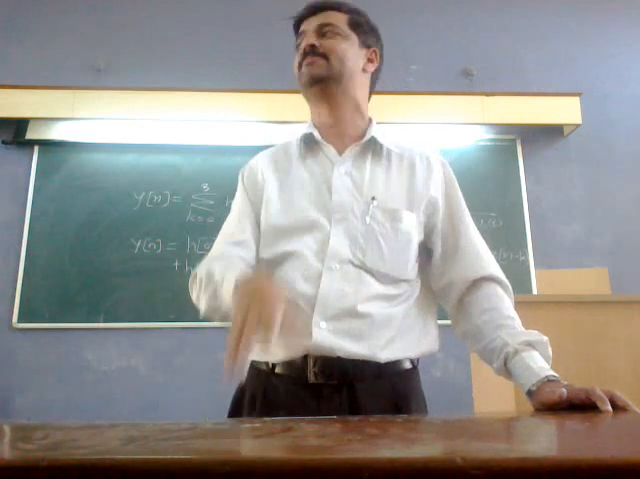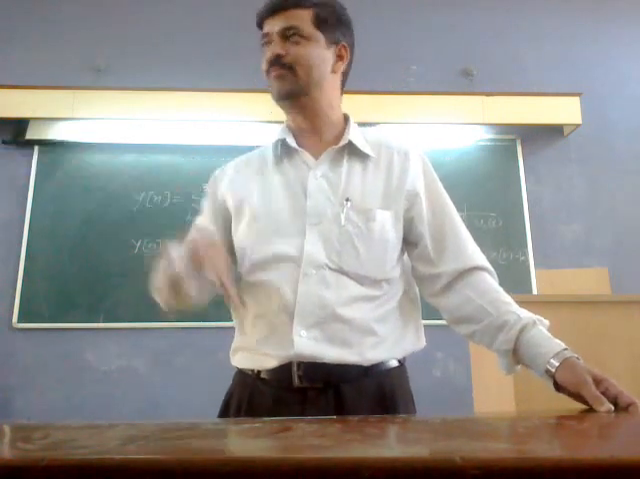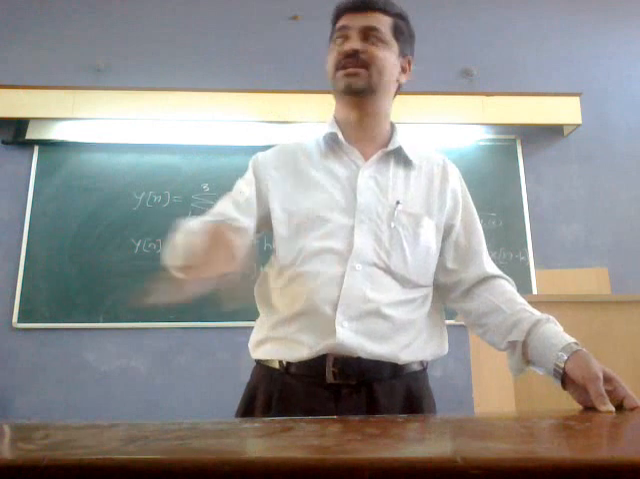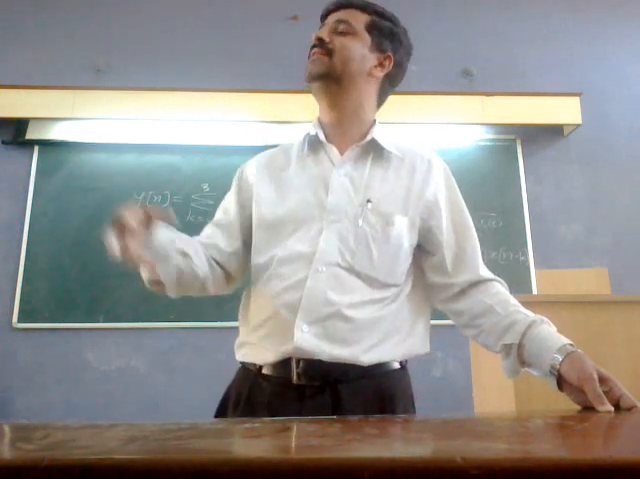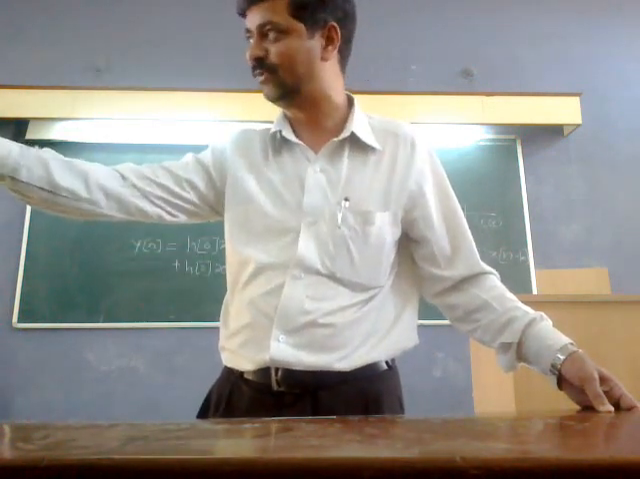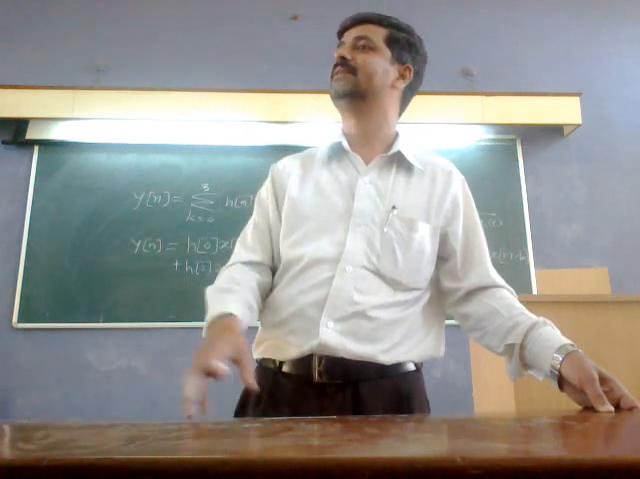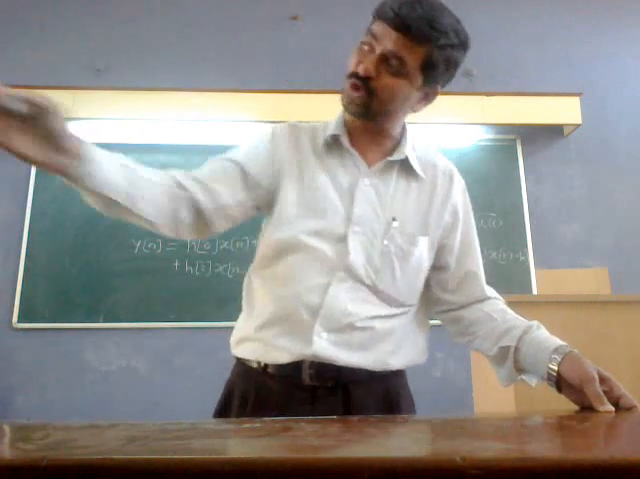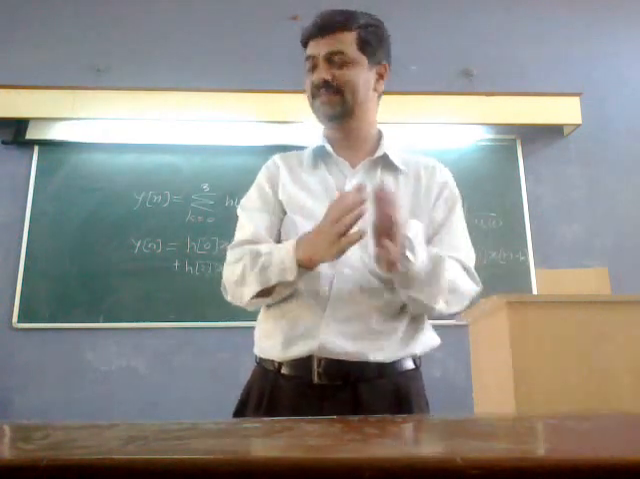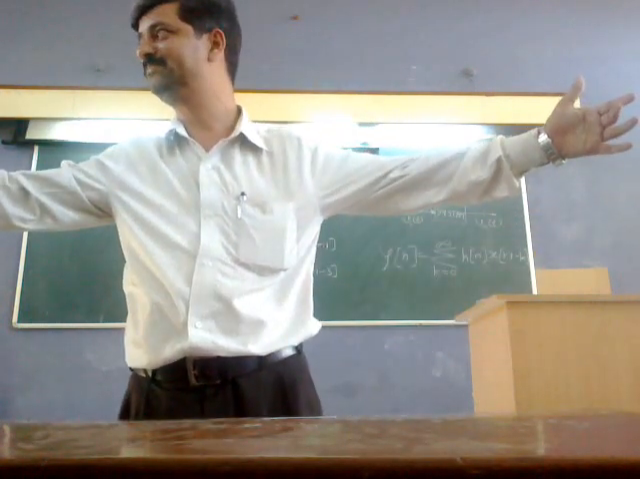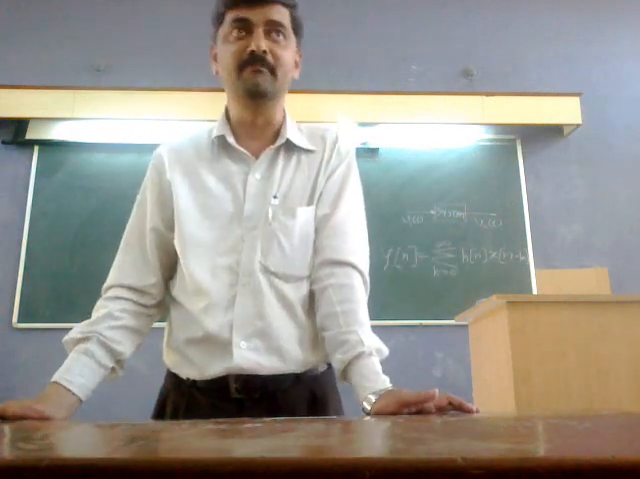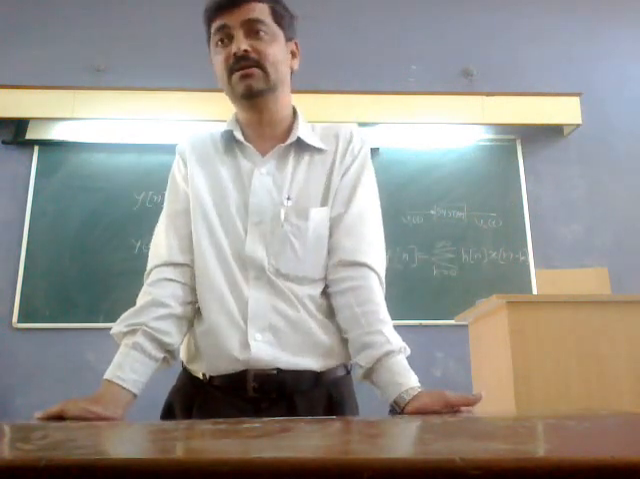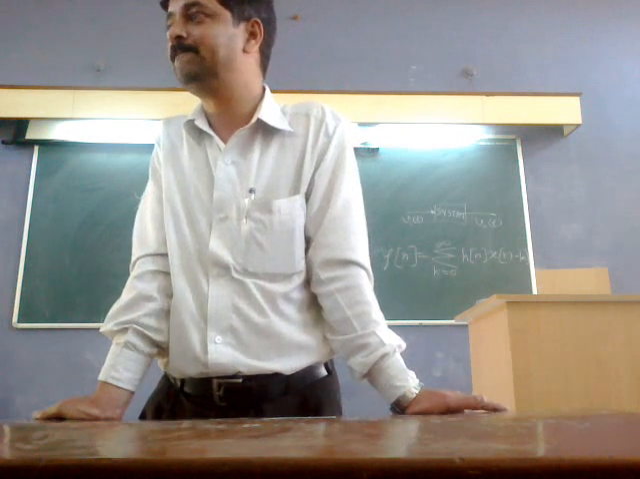We presume that samples before 0 are 0. Right now we presume that x of minus 1, x of minus 2 are 0. So y of 0 is only h0 x0. But y of 1 is h0 x1 plus h1 x0, and so on. So as n grows, the computation size grows. This is a major impediment, a major bottleneck, a major problem we can say.